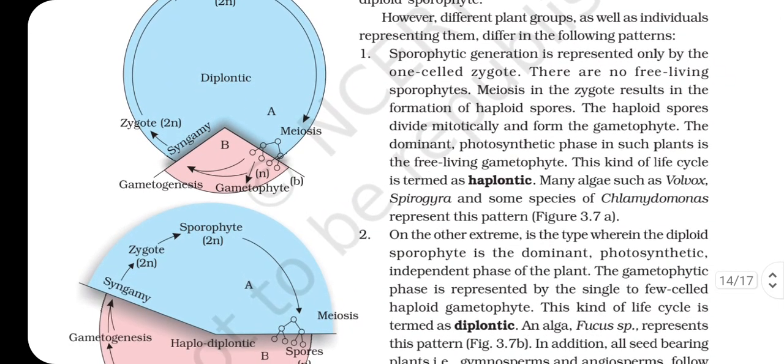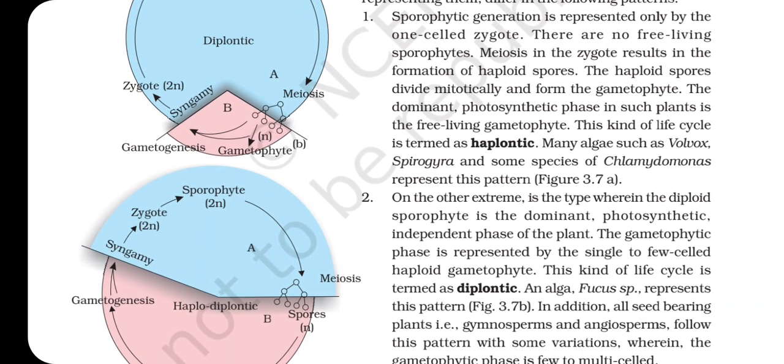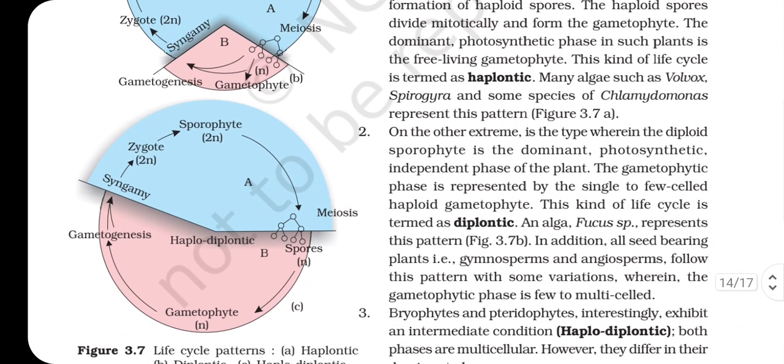On the other extreme is the type where the diploid sporophyte is the dominant photosynthetic independent phase of the plant. The gametophyte phase is represented by the single to few-celled haploid gametophyte. This kind of life cycle is termed diplontic. The alga Fucus represents this pattern. In addition, all seed-bearing plants, that is, gymnosperms and angiosperms, follow this pattern with some variation, wherein the gametophyte phase is few to multi-celled.